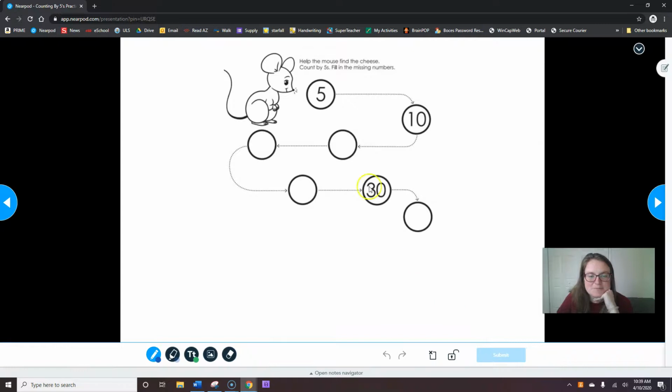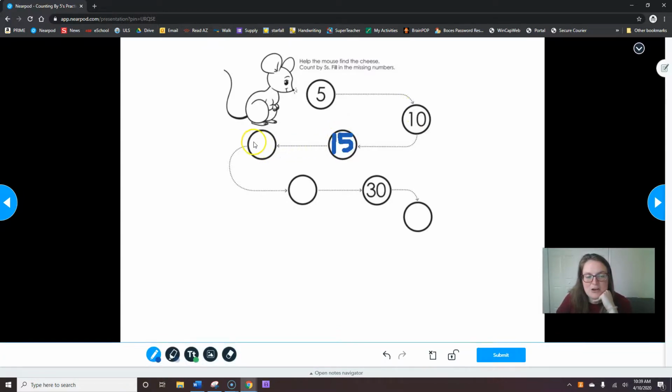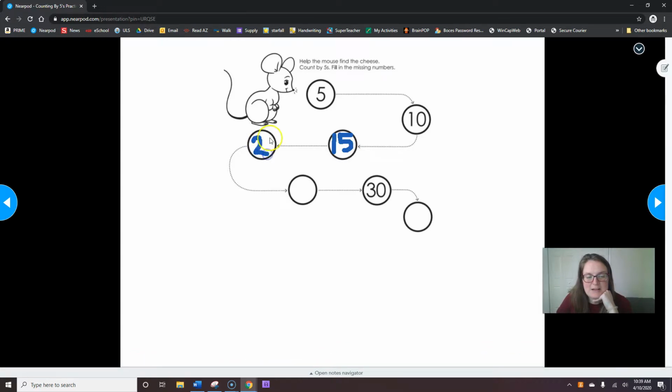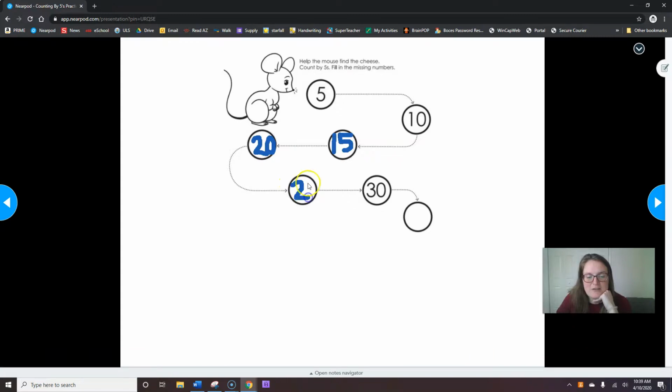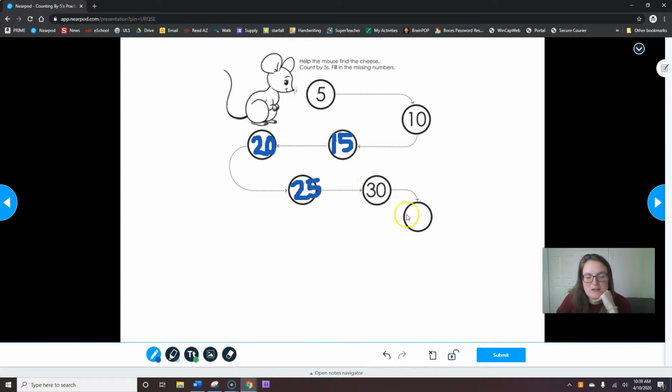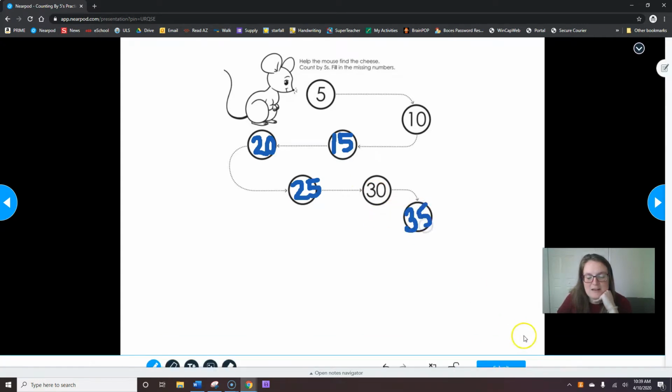Okay. Help the mouse find the cheese, count 5 5's, fill in the missing numbers. 5, 10, 15, 20, 25, 30, 35, then hit submit.